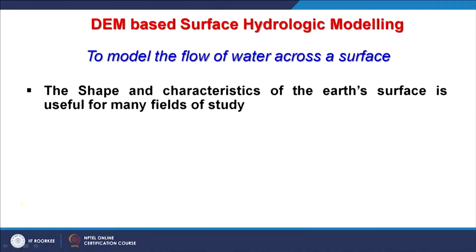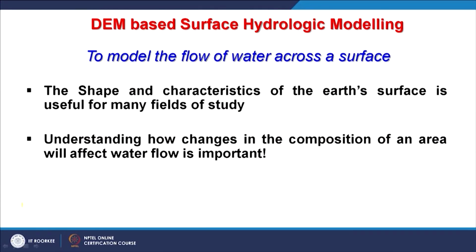This is important, and it will come later in the discussion why I mentioned over the surface. Now, as we know, the shape and characteristics of the earth surface is useful in many fields of study, especially civil engineering, earth sciences, hydrology, geography, and nowadays environmental studies also. The data which can represent these characteristics is the digital elevation model.